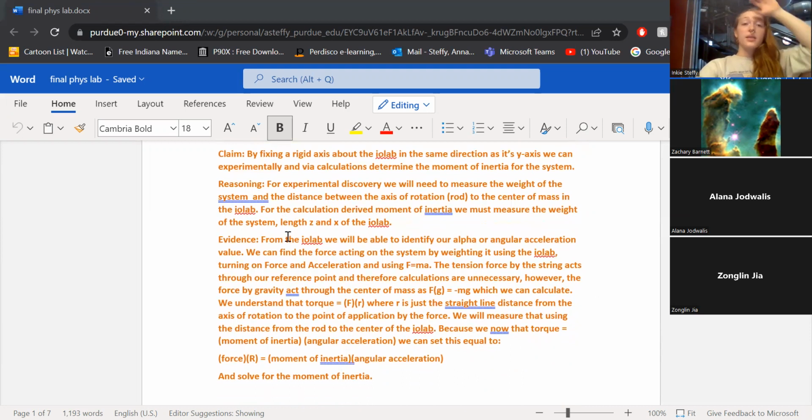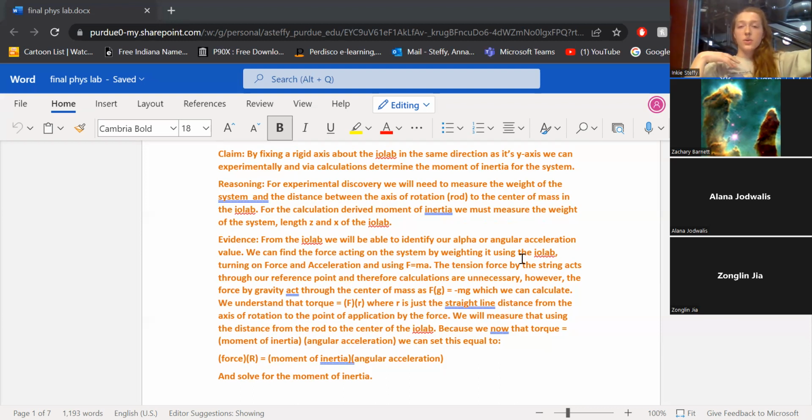From the IOLAB, we'll be able to identify alpha, the angular acceleration, because it just gives us that. Then we can find the force acting on the system by weighing it using the IOLAB, relating force and acceleration using F equals mass times acceleration. The tension force by the string acts through a reference point, and therefore calculations are necessary. However, the force by gravity acts through the center of mass, which we can calculate because we have been given our mass with the IOLAB.